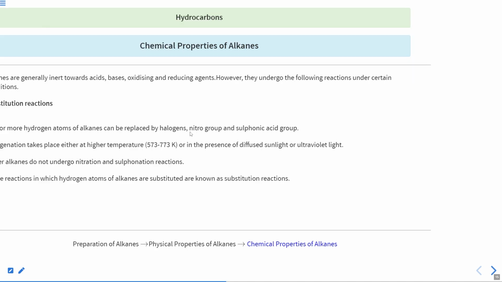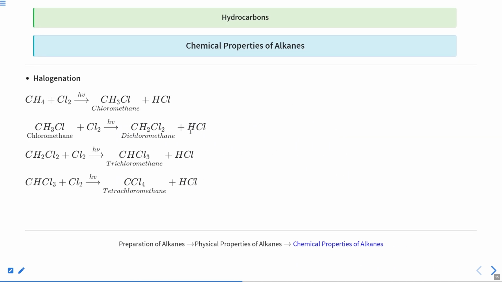Got it? So this is the reaction we're talking about, the halogenation reaction. We have methane reacting with chlorine, and in the presence of h nu, this results in the formation of chloromethane. Now this reaction does not stop here. If we treat our chloromethane further with 1 mole of chlorine again, then dichloromethane will be formed.